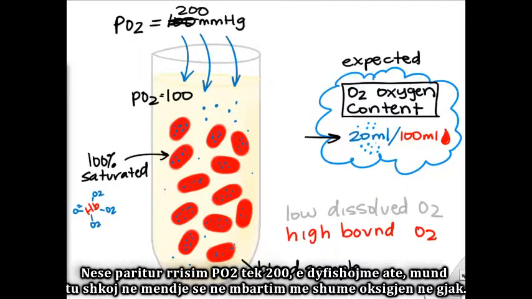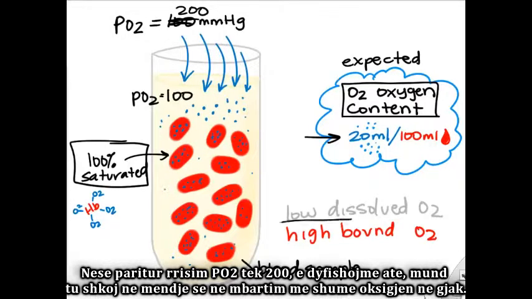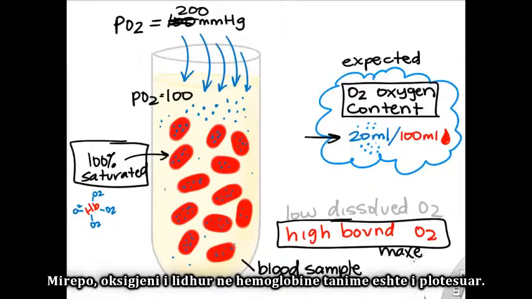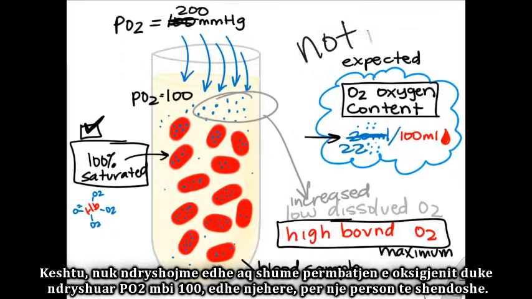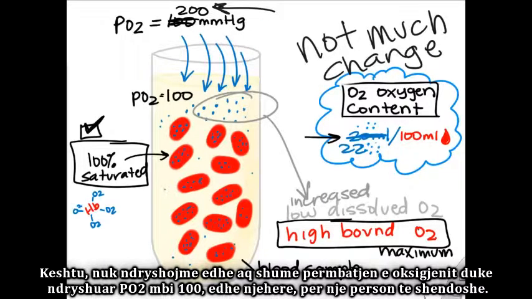If we suddenly increase our PO2 to 200 and double it, you might think we carry more oxygen in our blood. But unfortunately, the bound oxygen and the hemoglobin in red blood cells are already maxed out. And we can maybe dissolve a little more oxygen in our blood, but not much at all. So we don't really change our oxygen content much by changing the PO2 above 100, again, for a healthy person.